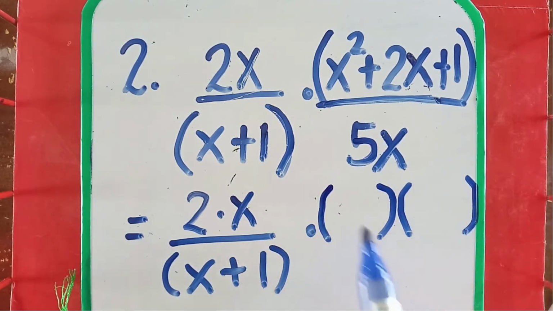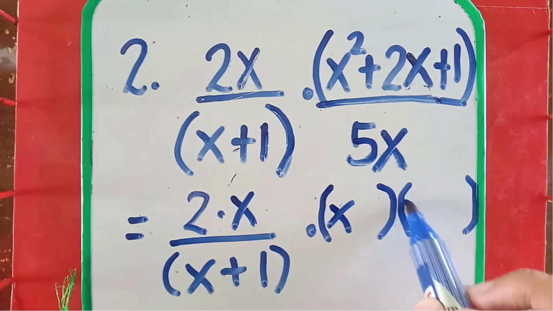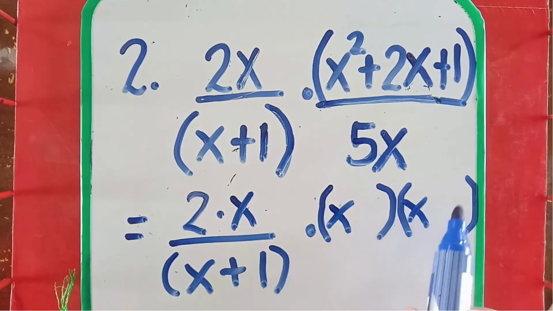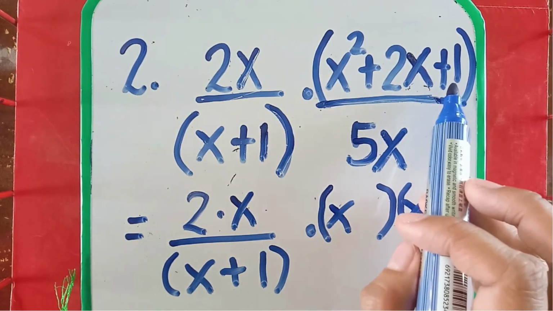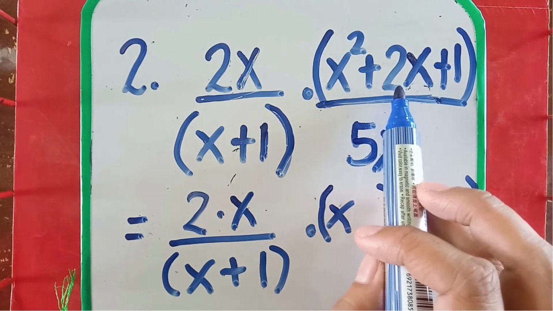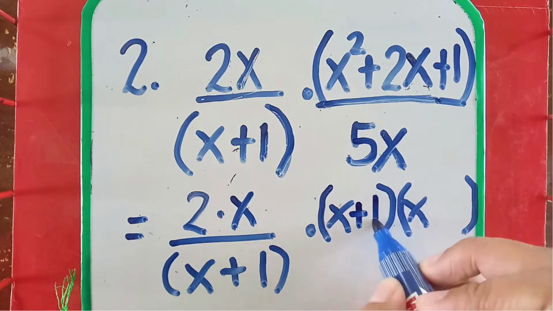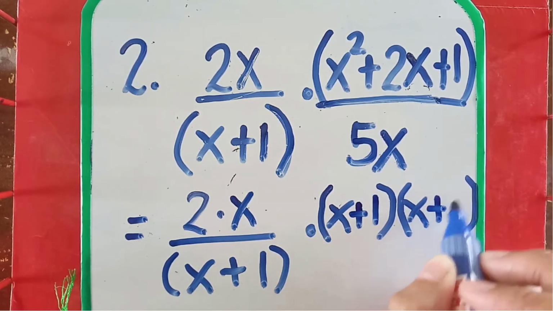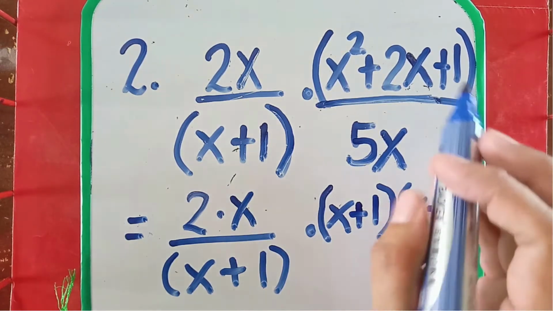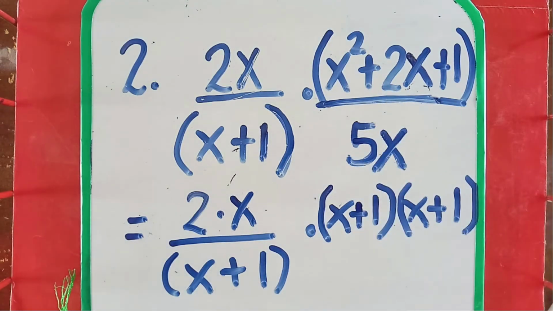So first, kuhanin natin ang square root ng x squared. So that is x. And then to get the second term of this binomial, mag-isip ng number pag minultiply ay 1, pag inadd ay 2. So, anong number yon? Okay, correct. So, that is positive 1 and positive 1. So, check natin. 1 times 1 is 1. 1 plus 1 is 2.